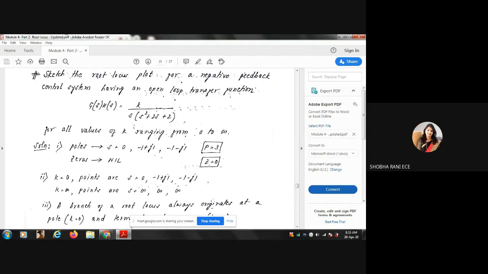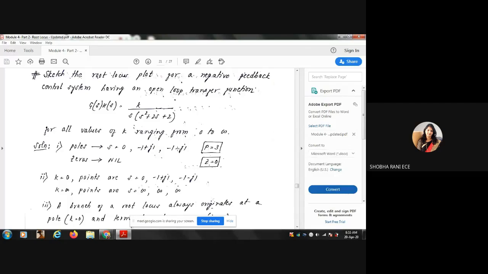When we equate the denominator polynomial, we see that we have the pole at s equal to 0, and when we solve this quadratic equation we get the poles at minus 1 plus j1 and minus 1 minus j1. Whenever we get a complex pole, it will always occur in pairs. So we have two complex poles in this problem and one real pole. So the number of poles here is equal to 3.